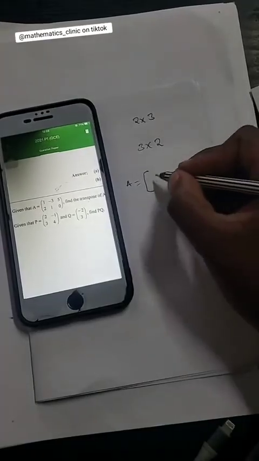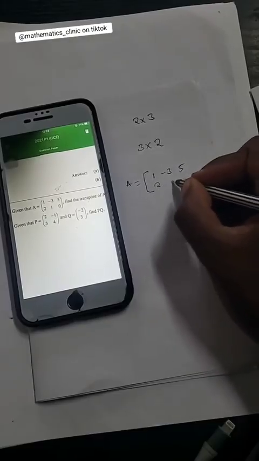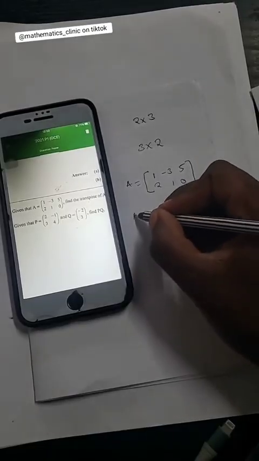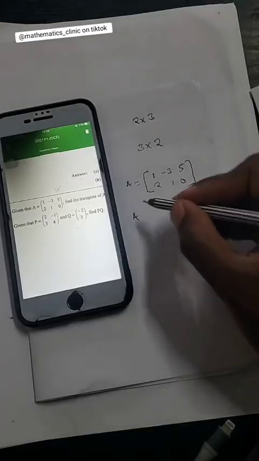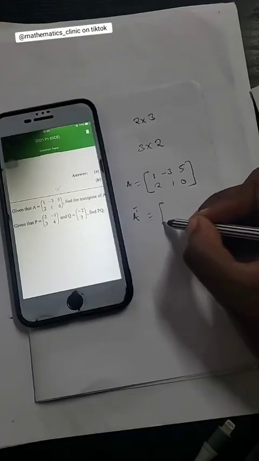So we have 1, -3, 5, 2, 1, 0. All right. Then we say, how do we get to transpose this? My good friends, look at this. How can we transpose this?